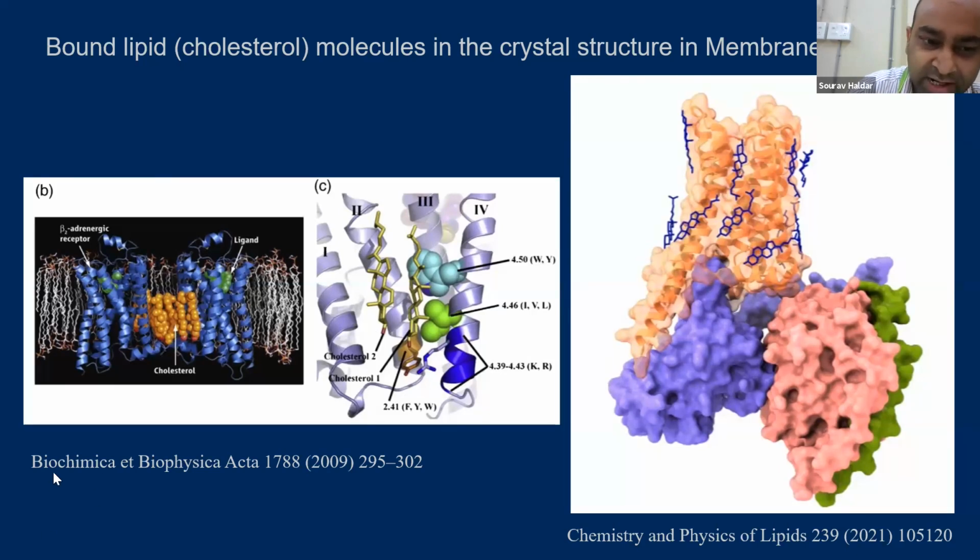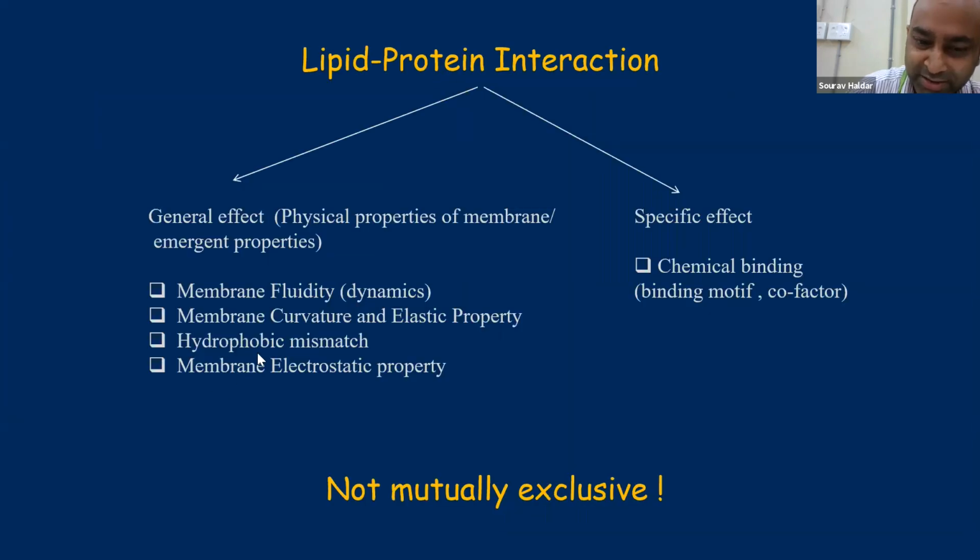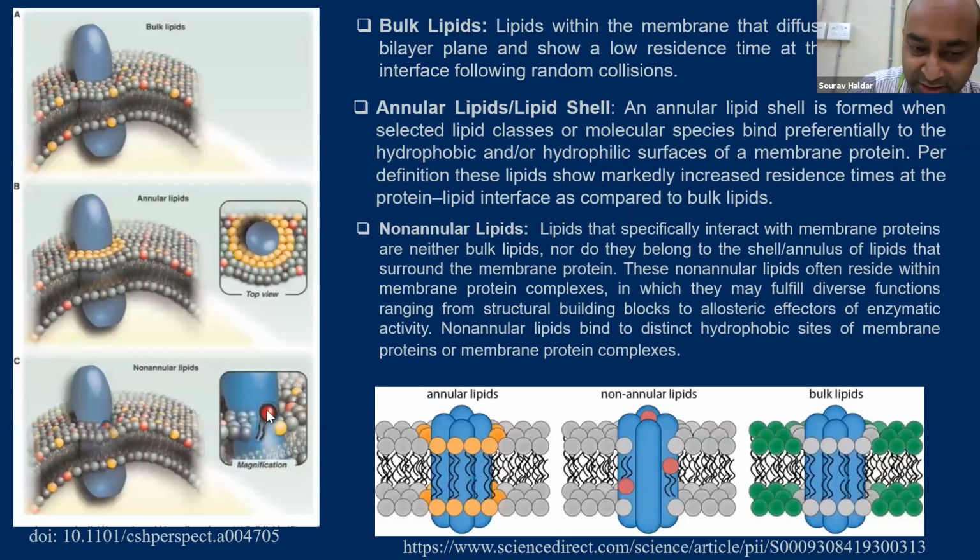These non-annular lipids are not going to exchange with bulk lipid or annular lipid. They are so tightly held that they are actually found in the crystal structure of the membrane proteins, right? And most of these lipids have specific binding motifs on the protein surface. So the specific lipids are most likely the non-annular lipids.